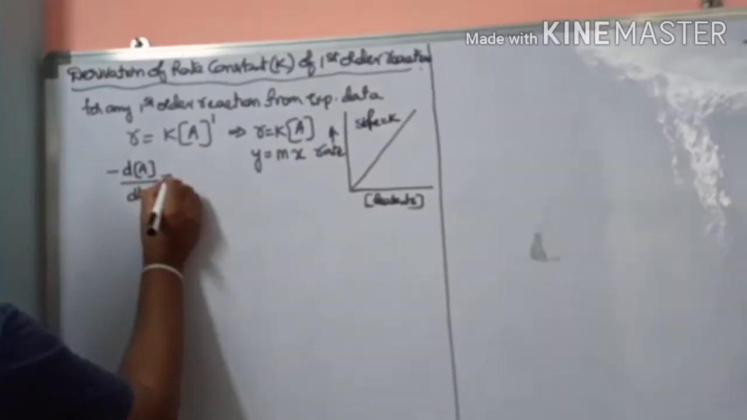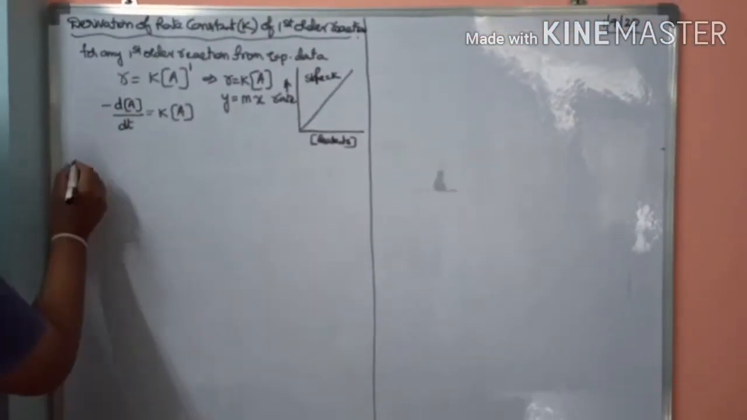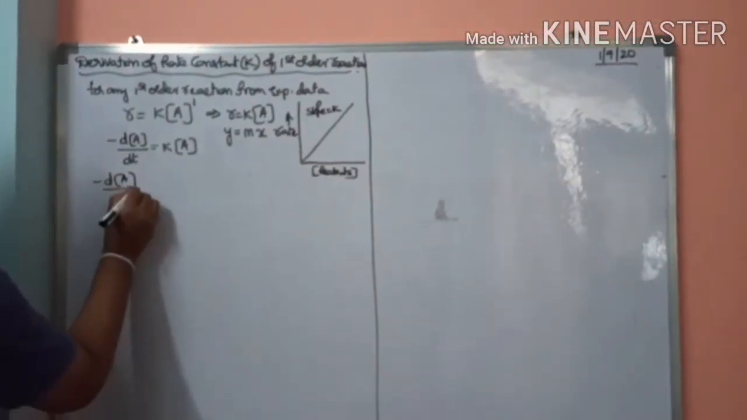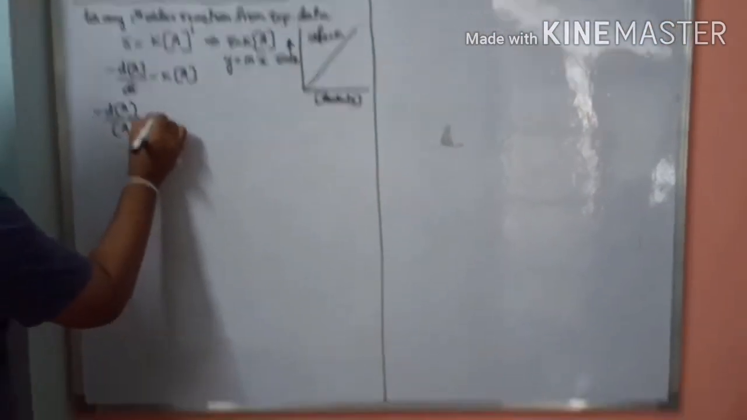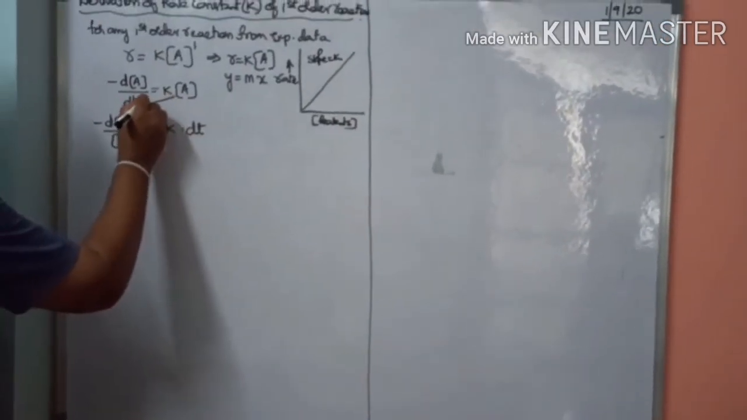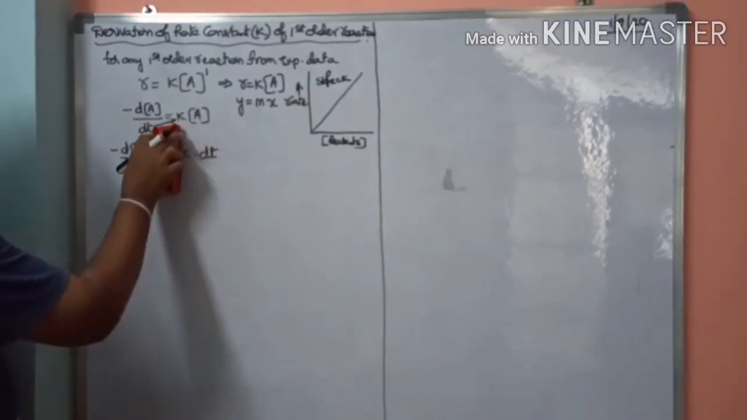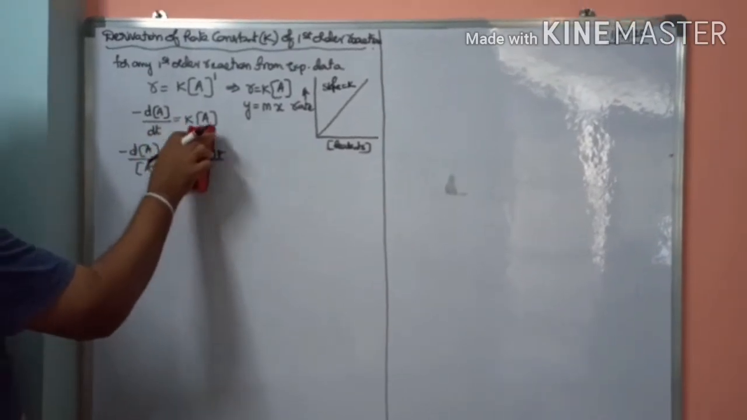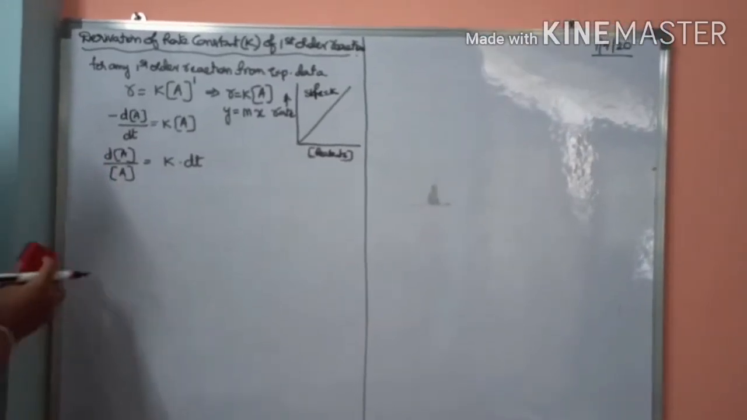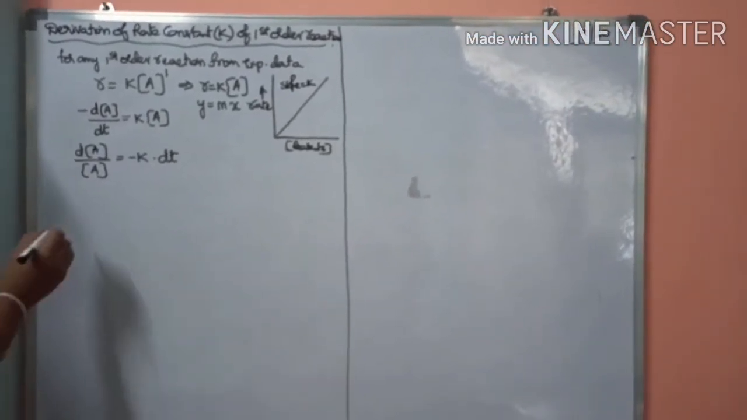Now writing the RHS term, which is equal to K into concentration of A. Let us rearrange this equation. So I'll write it as minus of d concentration of A divided by concentration of A, which is equal to K into dt. What did I do? I brought concentration of A down. I have sent dt up, cross multiplication. So it is minus of d of A by A. Let us remove the minus sign over here and send it to the RHS side. So the expression turns out to be minus of K into dt.